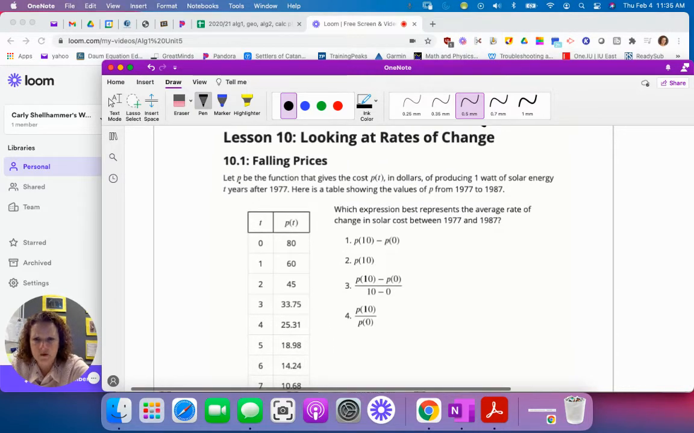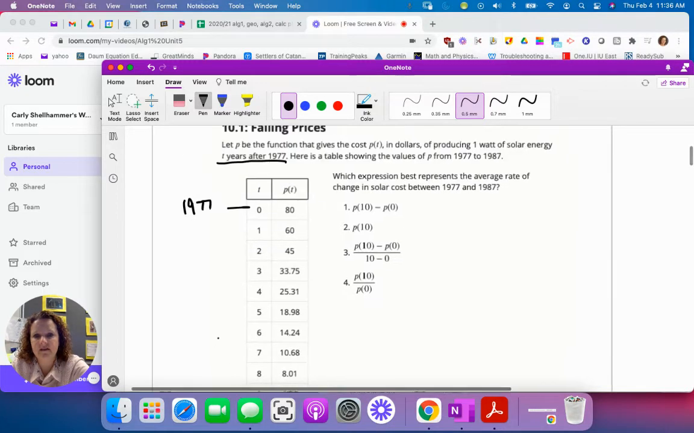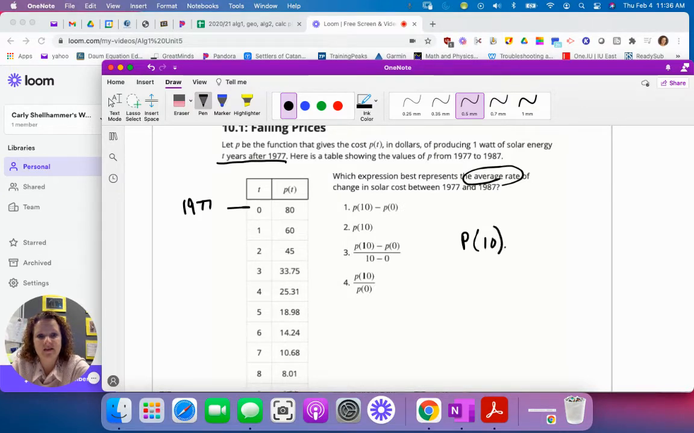So T is years after 77. So this would be 1977, and this would be 10 years later, 1987. So really, to calculate the average rate of change, we're going to calculate the function evaluated at 10 years minus the function evaluated at 0 years.